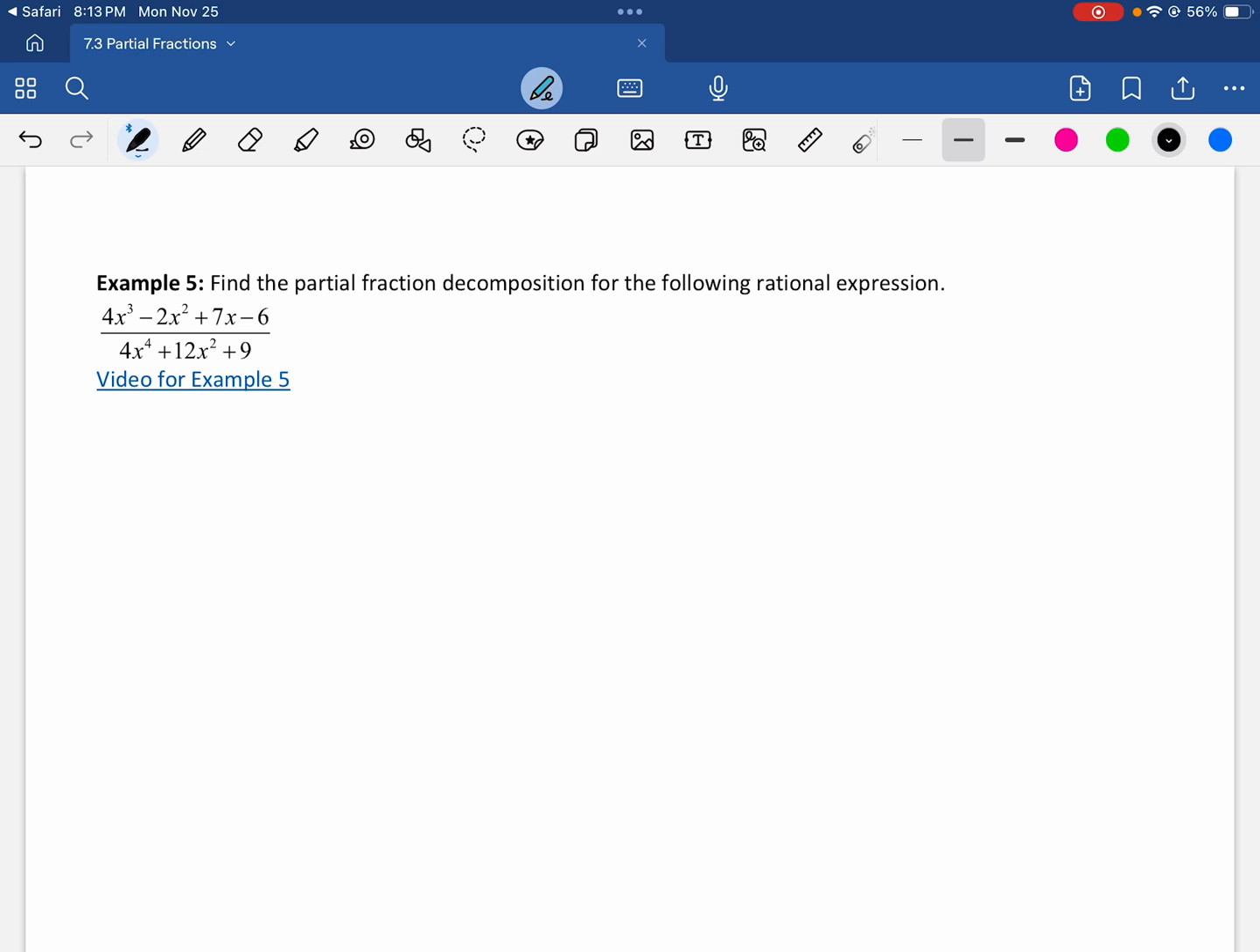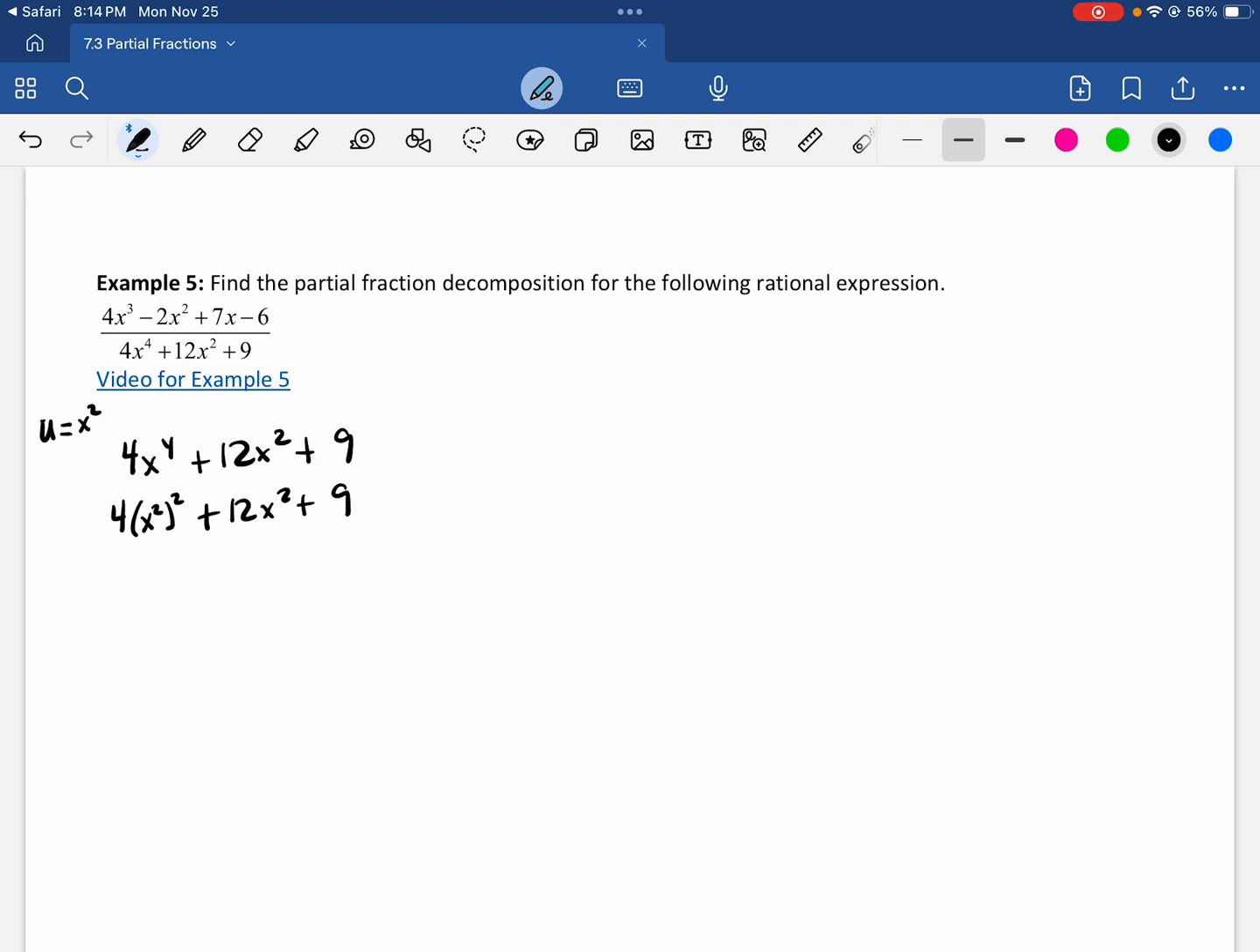All right, and then this last one here, again, that denominator needs to be factored. I think for factoring this one, we're going to use a quadratic technique, like a u substitution. Let's let u be equal to x squared. So if I rewrite this as 4 times x squared squared, you notice that x squared squared is still going to give me x to the fourth.